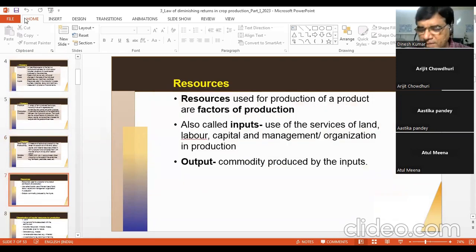Now we come to the main subject, that is your resources. What is a resource? Resources are naturally used for production of a product and they are called factors of production. Every student in this class should remember what the different factors of production or variables in production are. These are also called inputs. What are inputs? Use of the services of land, labor, capital, and management in production. Output is the commodity produced by the inputs; when inputs are transformed, they result in output.